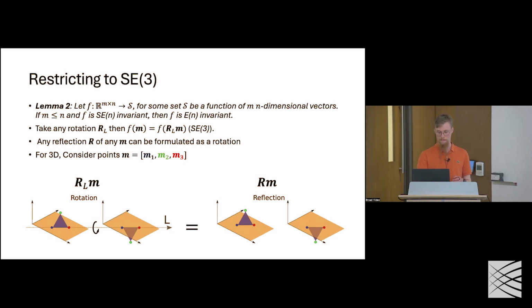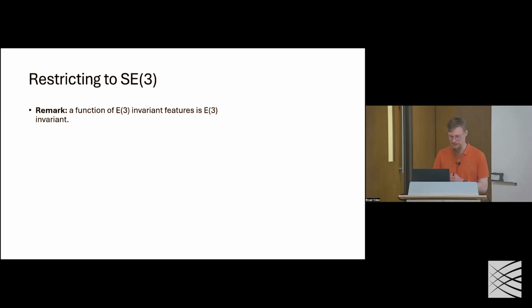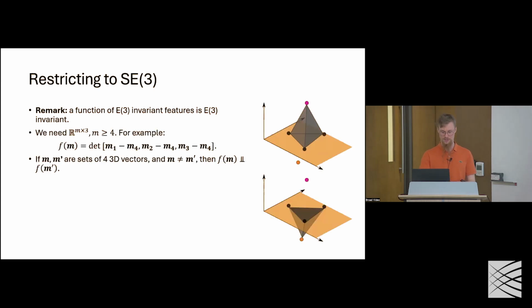Okay, but we still want this. So if we have now E3 invariant features and a function that eats those features, then it cannot be anything else than E3 invariant. But okay, so how can we get something that is SE3 invariant but not E3 invariant? So we have one suggestion, which is the determinant.